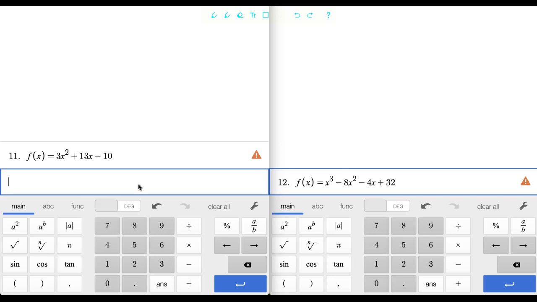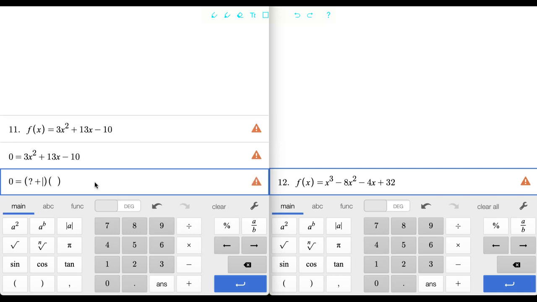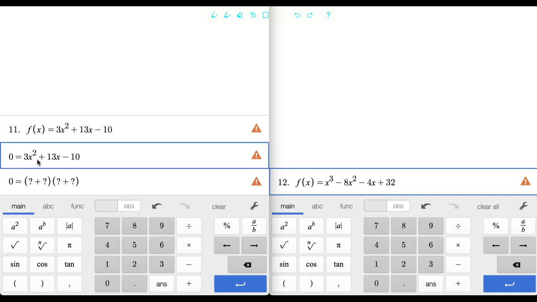Okay, so let's set the y value equal to 0, or your function value. And if we can factor this, we can apply zero product property to solve for these x values. Okay, so I'm going to use the guess and check method. We should be able to split this up into the product of two binomials, right? You guys might use the AC method or the X box method. Okay, that also works. I'm going to use the guess and check method.